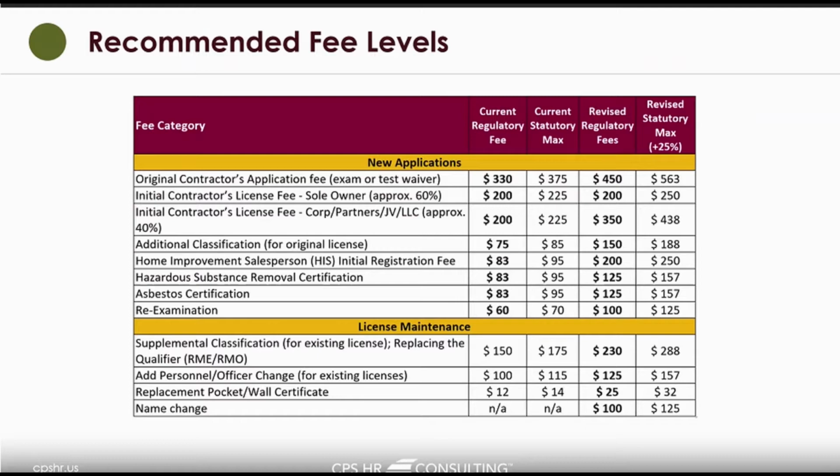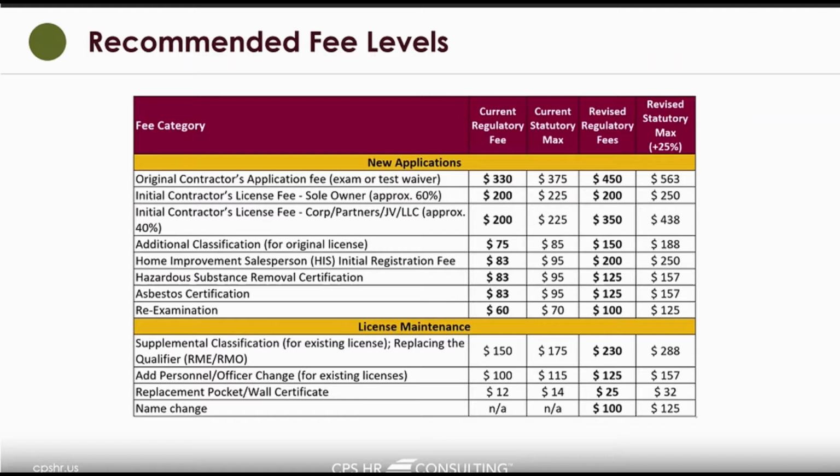For any renewal, licensing fees, et cetera. That's the current regulatory fee. The current statutory maximum is the ability that the CSLB would have today if they wanted to raise their fees through a regulatory process. We're pursuing with this fee study an increase in the overall legislative amount. So note that. Third column, revised regulatory fees. This is the fee amount that we would be recommending be instituted in statute with the result of this study.